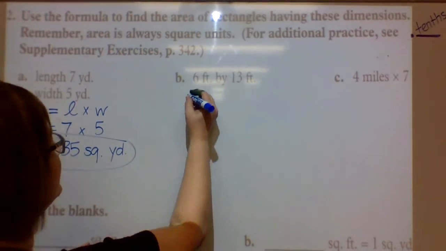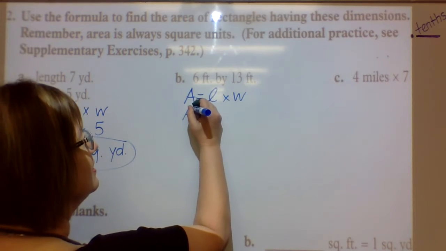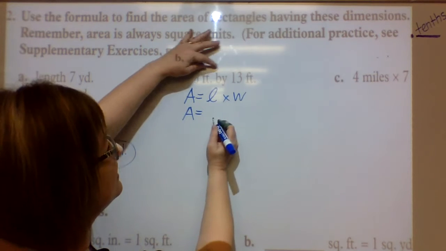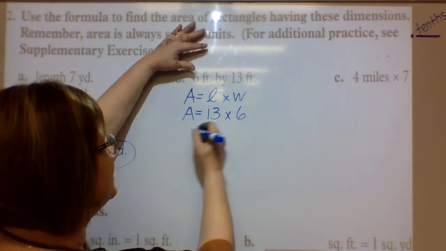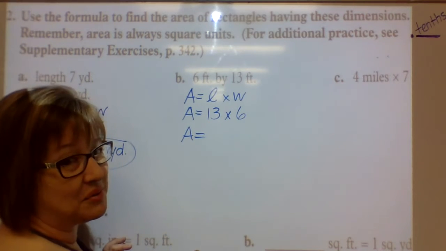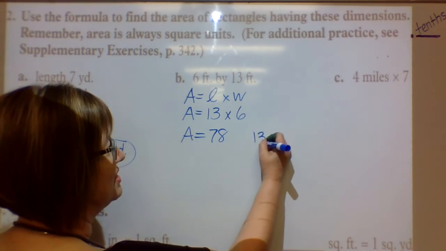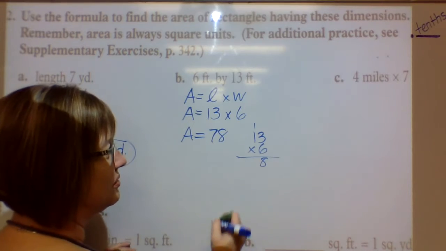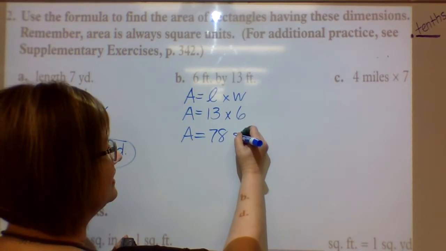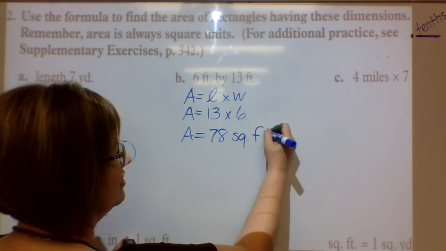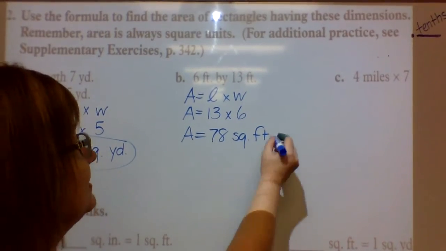Okay, 6 by 13. Area equals length times width. Length technically is this one, but it really doesn't matter. Either way it works, doesn't it? 13 times 6. Area equals, can you do that one quickly? I think it's 78, isn't it? I better double check. You know me, I have to know the right answer. Yes, 78, and it's in feet, so it's 78 square feet. By the way, you can write those out if you want to, or you can abbreviate sq for square.